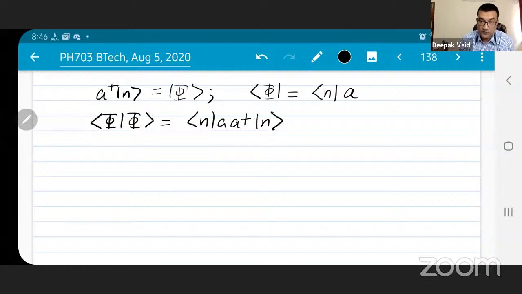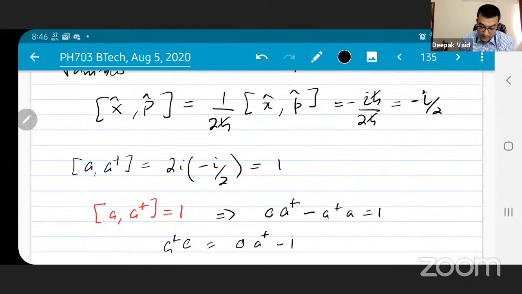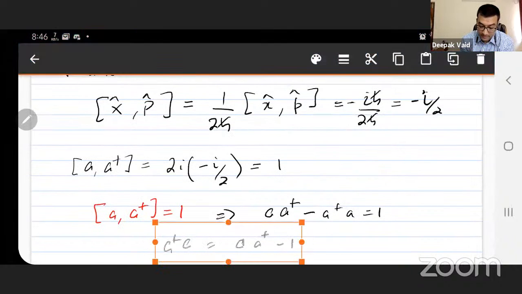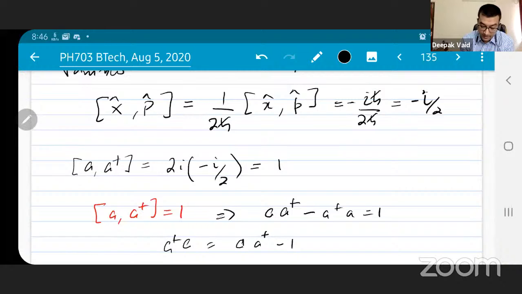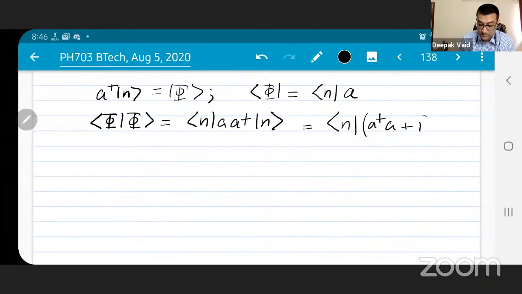So this is the norm. And now, what is A A dagger? If you will remember, we have the commutation relationship between A and A dagger. So we can write A A dagger as A dagger A plus 1. So this becomes ⟨n|(A dagger A plus 1)|n⟩.